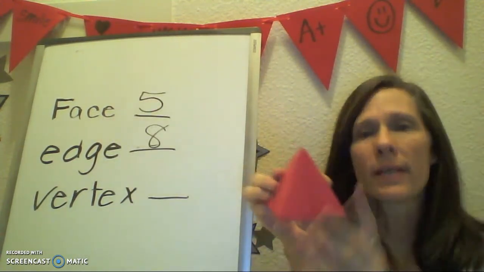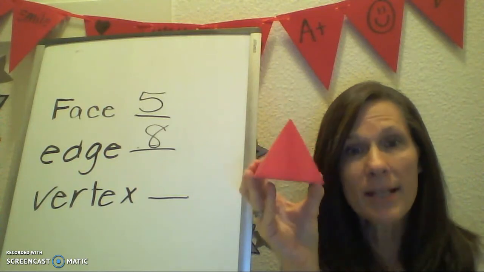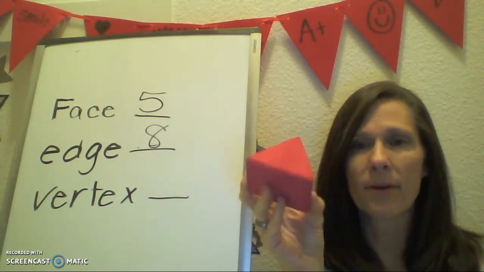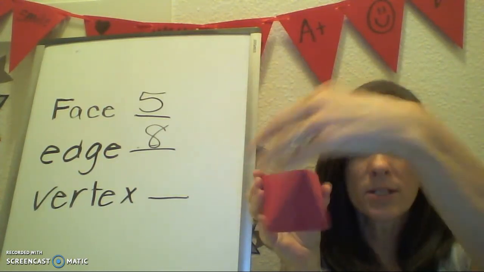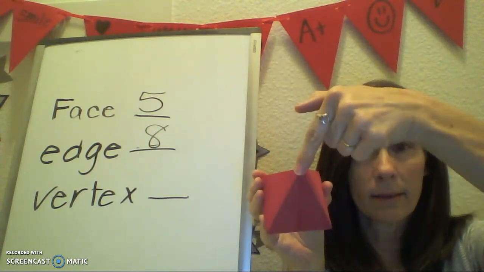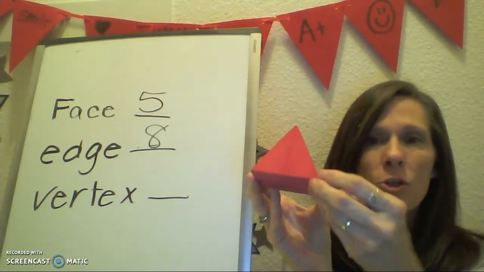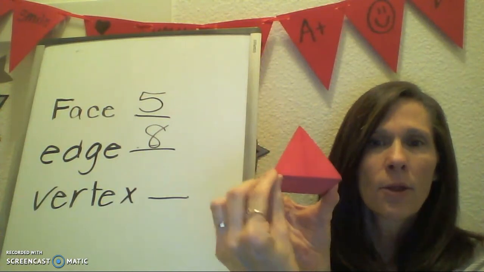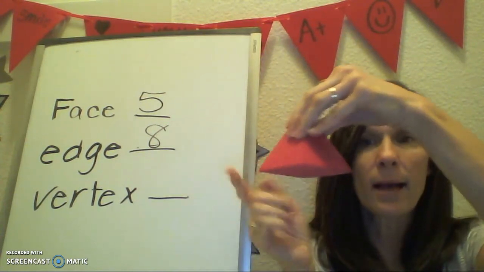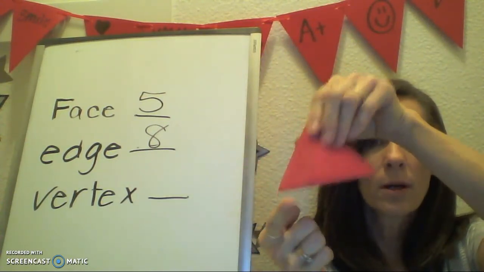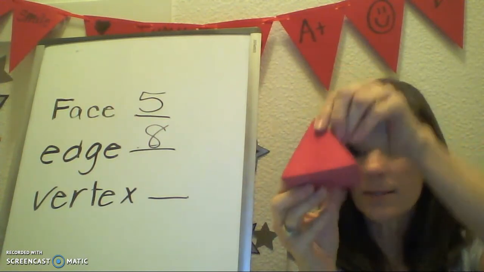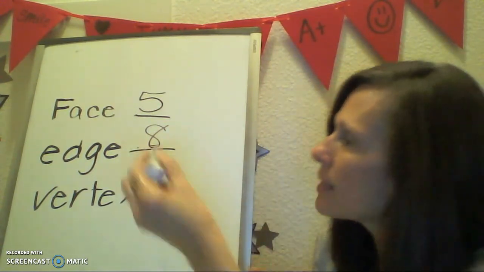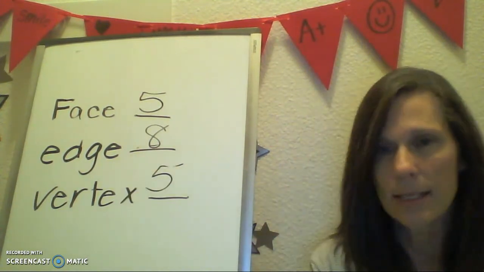All right, now let's look at the vertices. Remember, that's where 3 faces come together. So I have 3 or more. So I've got 1, 2, 3, don't forget the ones in the back, 4, 5, right? So the pyramid has 5 vertices.